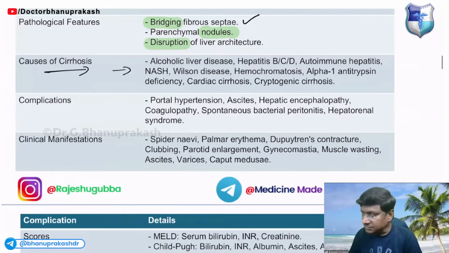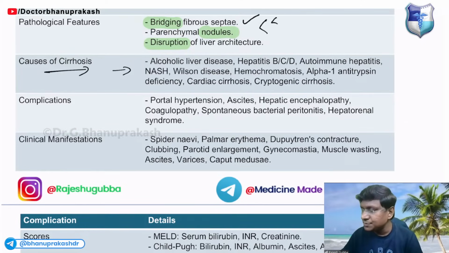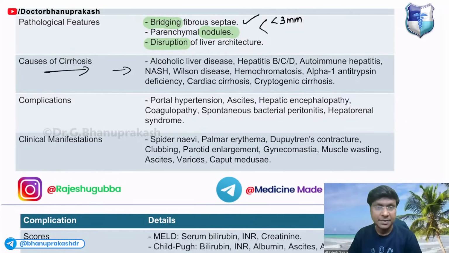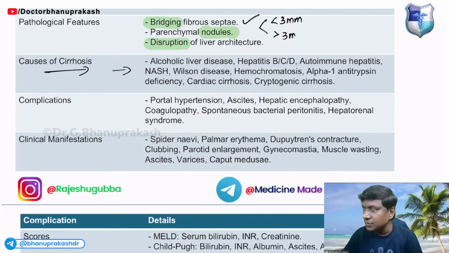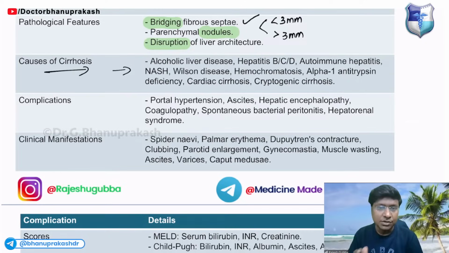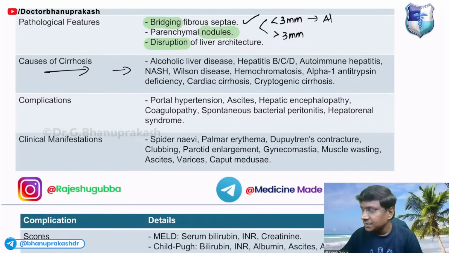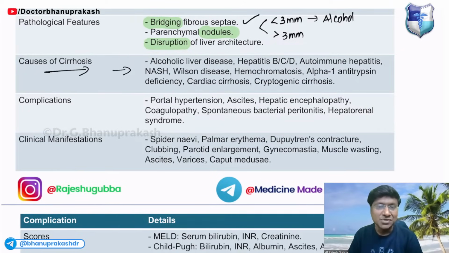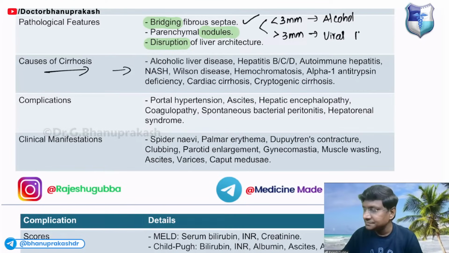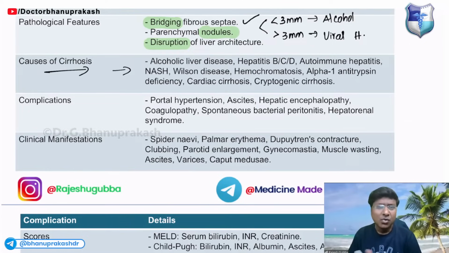If you take the nodules, you have micronodular cirrhosis and macronodular cirrhosis. Micronodular cirrhosis means the size of the nodule is less than 3 mm. Macronodular cirrhosis means the size of the nodule is more than 3 mm. Now, the question that will be asked is, what is the most common cause of micronodular cirrhosis? It will be alcohol, whereas the most common cause of macronodular cirrhosis will be viral hepatitis. That's a very important thing you need to know in the entire etiology. What are the complications of cirrhosis of the liver and what are the clinical manifestations?